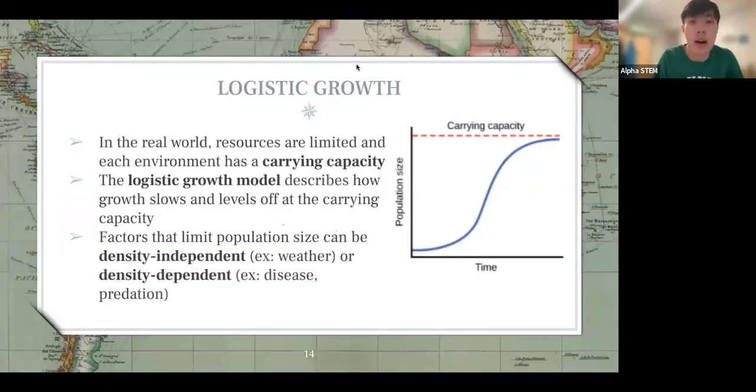On the other hand, in the real world, resources are limited. So each environment has a carrying capacity. The logistic growth model describes how growth slows and levels off at the carrying capacity. The carrying capacity is the maximum number of individuals that an environment can sustain over the long term. If the population happens to be above the carrying capacity at a certain point, which it can be, it just means that in the future, it will probably go back down towards the carrying capacity.